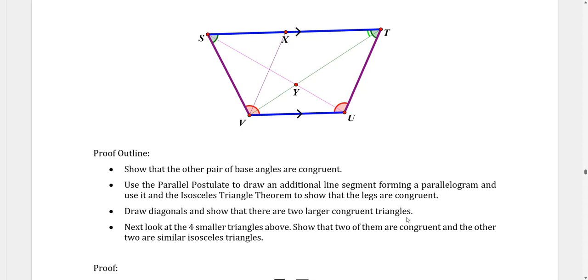Now here's the basic order that we did, the outline. Show the other pair of base angles are congruent. Use the parallel postulate to draw an additional line segment forming a parallelogram, and use it and the isosceles triangle theorem to show the legs are congruent. Then draw the diagonals, got to do that first, to show the two larger congruent triangles. Next, look at the four triangles you get from the two diagonals and the sides, and show that two of them are congruent and the other two are similar isosceles.